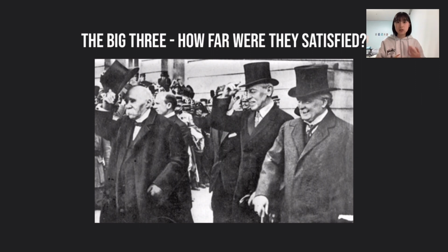But despite these terms being accepted by the Treaty of Versailles, Wilson still thought that the terms were too harsh on Germany, and more of the 14 points were rejected than accepted, such as the free navigation of seas. So that was also a factor that made the USA unhappy with the outcome of the Treaty of Versailles.